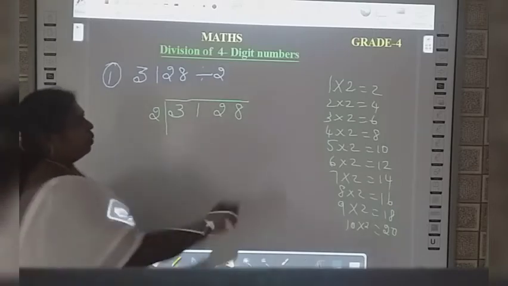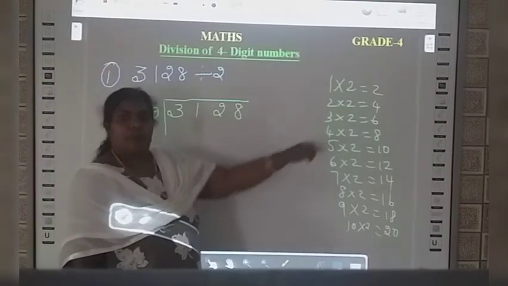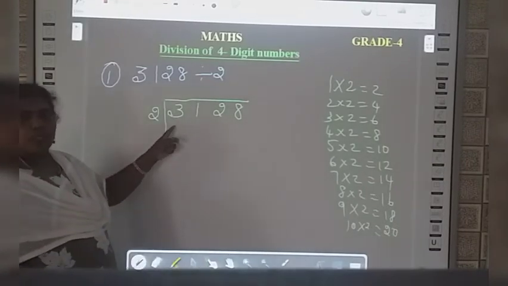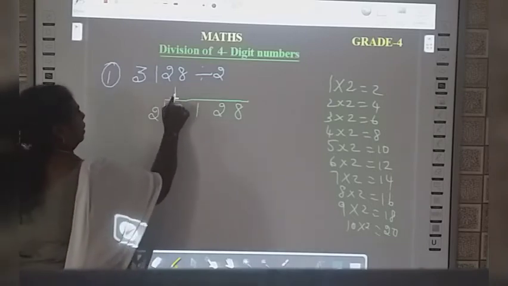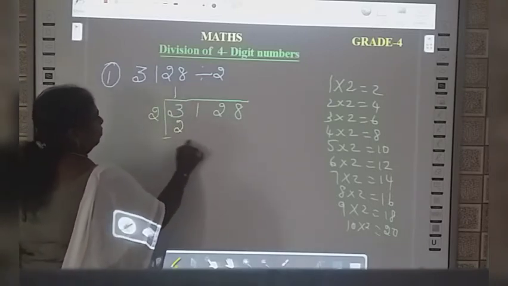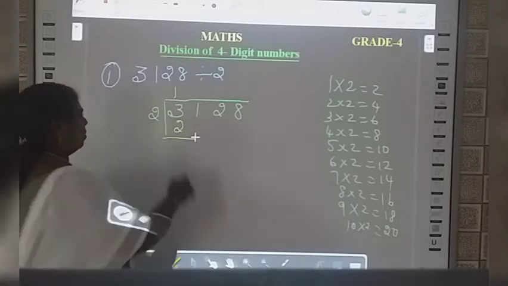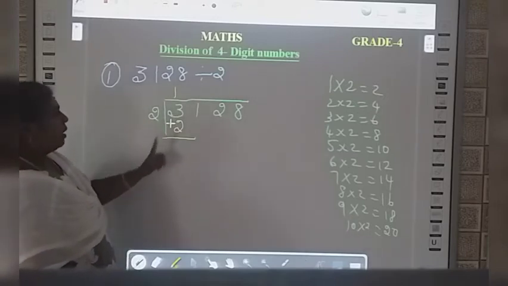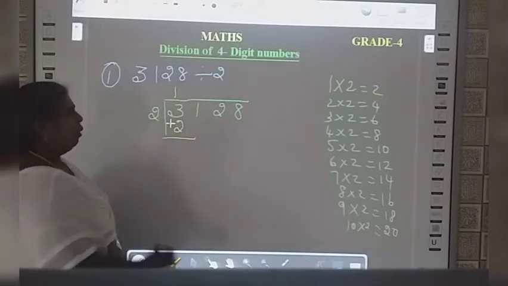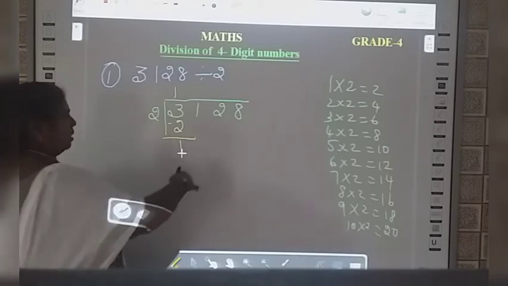It is only one time. If you take 2 times, 4 will come, so 4 is not possible. Only one time. So 1 time 2 is 2. Then the next step is to subtract these two values, right? 3 minus 2, what is the value? 1.